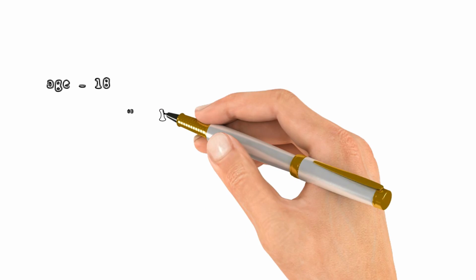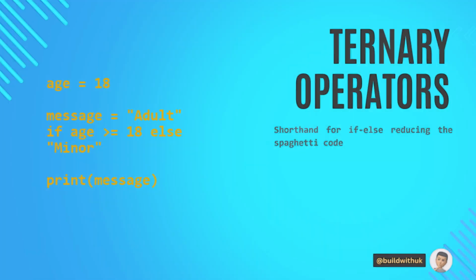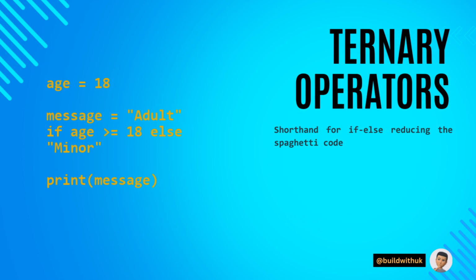Now, let's talk about the ternary operator. It's shorthand for if-else and is commonly used when you have simple conditions. This one-liner checks if age greater than equals 18. If it's true, it assigns adult to message, otherwise, it assigns minor. It's a neat and concise way to write simple conditions.